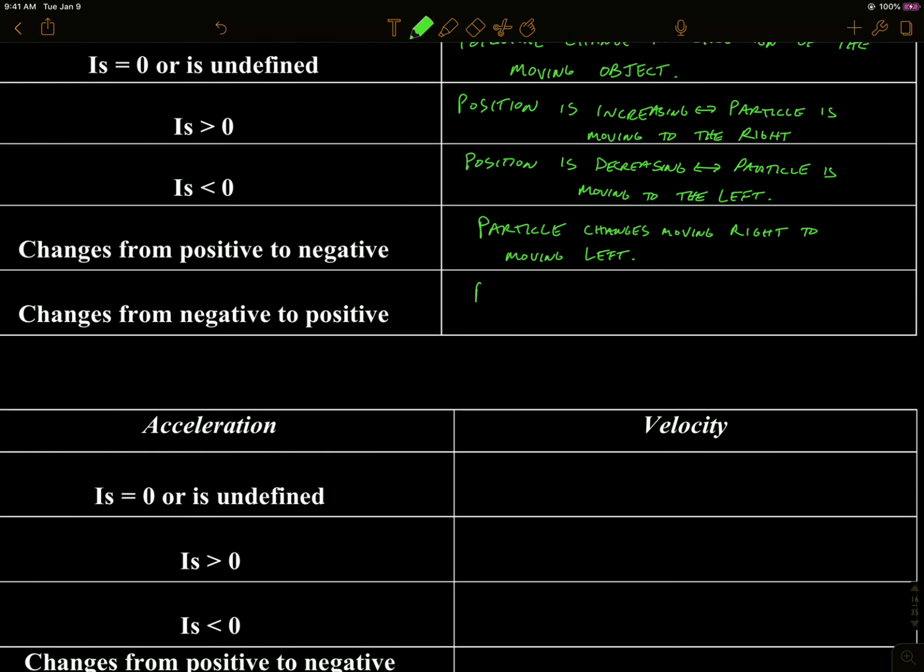So then vice versa, the particle changes from moving left to now moving right.